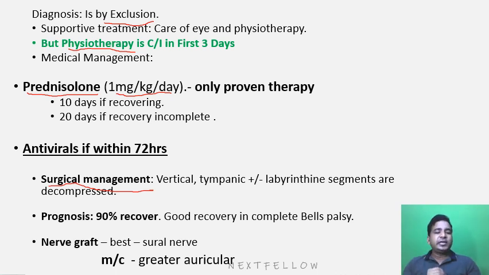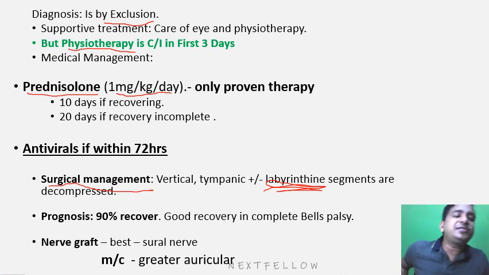What are the parts we can decompress? The vertical part of the facial nerve, the tympanic part, and the labyrinthine segment. We know that the labyrinthine segment is the narrowest and the shortest part of the facial nerve, and any viral infection firstly or most commonly affects the labyrinthine segment. So we can surgically decompress that part.